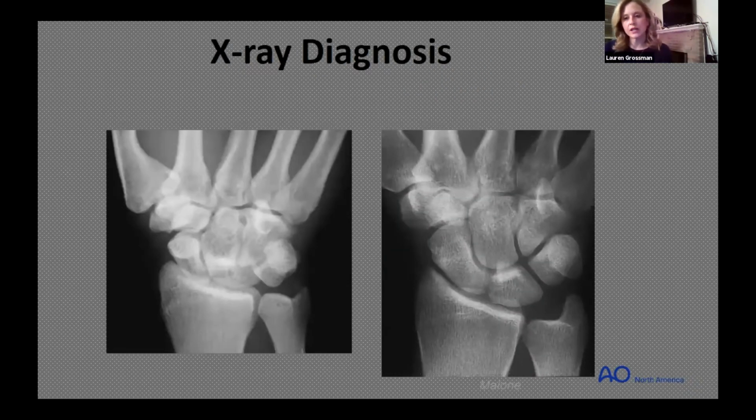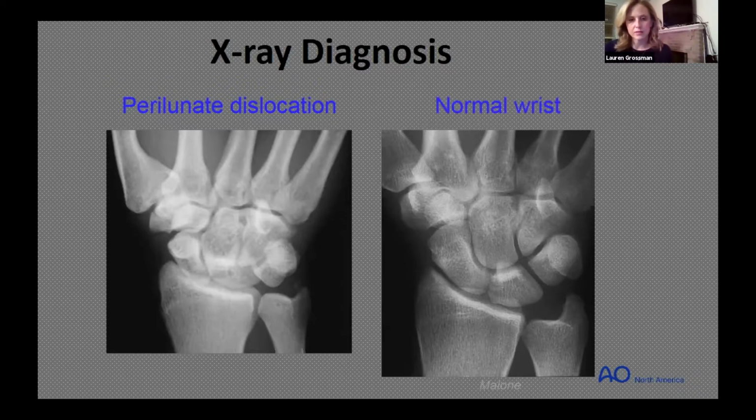So x-ray is the most important for diagnosis. You don't need necessarily further imaging, although it can be helpful for preoperative planning. On the left here, we see a perilunate dislocation. You can see the carpus just doesn't look quite right. Things are a bit jumbled. Your scaphoid's sitting on your radius. It's not really lining up with the rest of the carpal bones, and you don't see normal joint lines. And on the right side, you see the normal wrist.